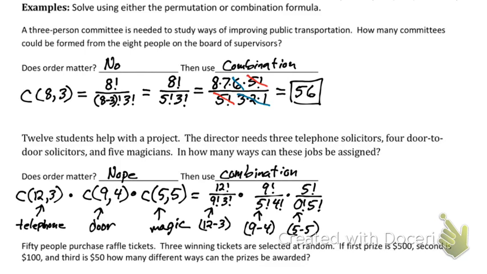Real quick, let's think about this. If I have 5 people, and I need to pick 5 people and order doesn't matter, how many ways are there for me to pick those 5 people? 1. There's one way. What's 5 factorial divided by 5 factorial? 1. So if you were really quick, you would realize that you don't even need to do that last one. You just know 5 choose 5. 5 people, pick 5 people. The order doesn't matter. There's only one way. I grab all 5 of them and say you're magicians.